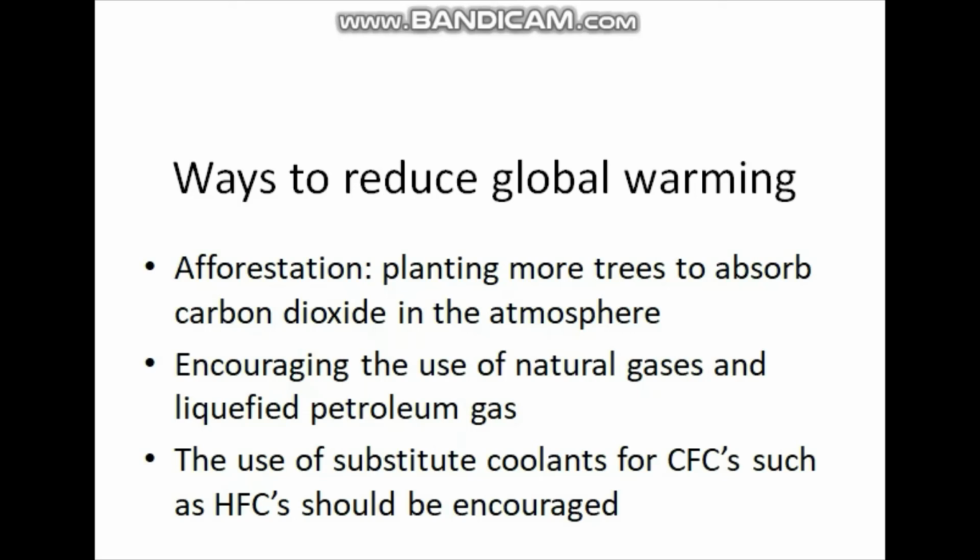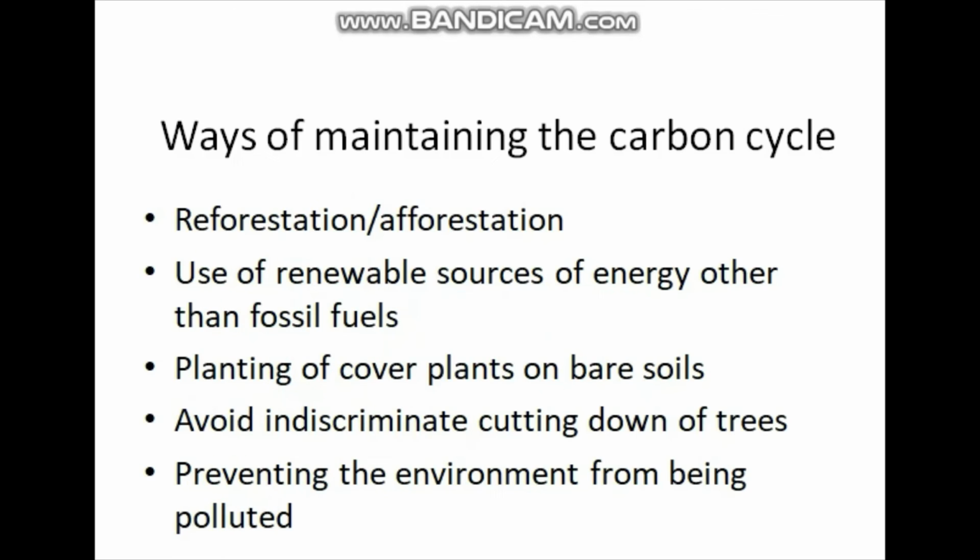Now, ways of maintaining the carbon cycle: we talk about reforestation, or we engage in afforestation, use of renewable sources of energy other than fossil fuels, planting of cover plants on bare lands, avoid indiscriminate cutting down of trees, prevent the environment from being polluted.